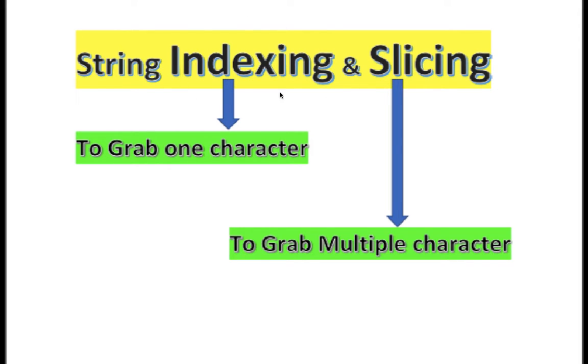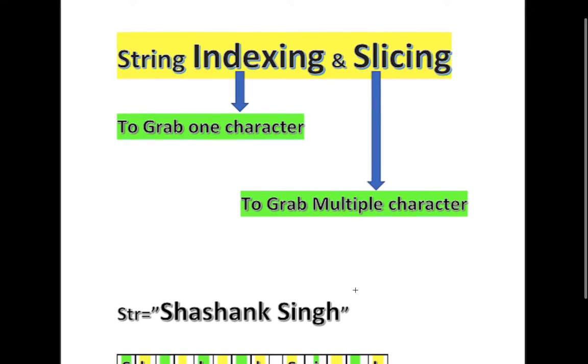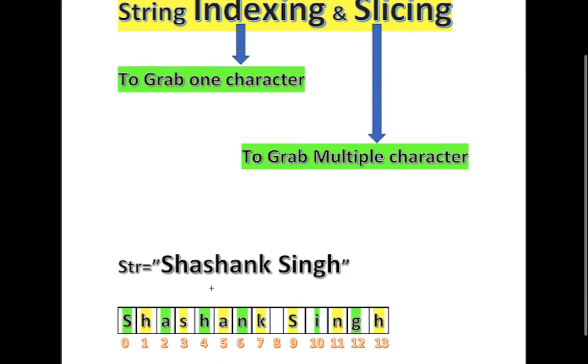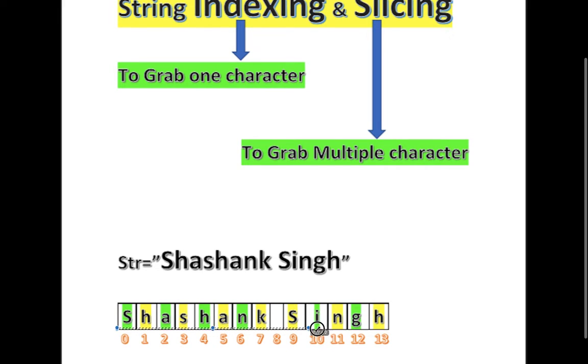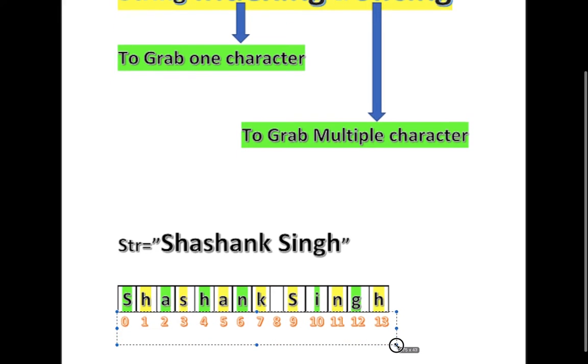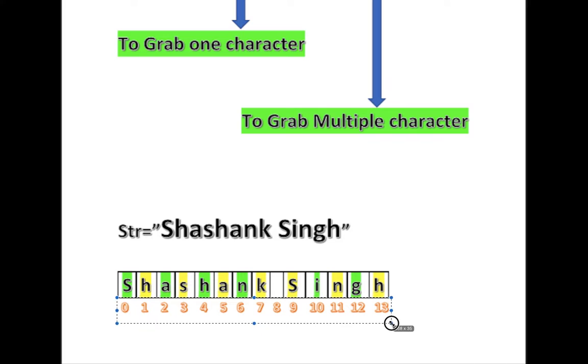So here on the screen you can see indexing and slicing. Indexing is nothing but grabbing one character out of a string, and slicing is nothing but grabbing multiple characters, or you can say a set of characters, out of a string. Here I have declared one string in the str variable, and here you can see indexes. Indexes are nothing but the location of a particular character, or you can say letter, right?